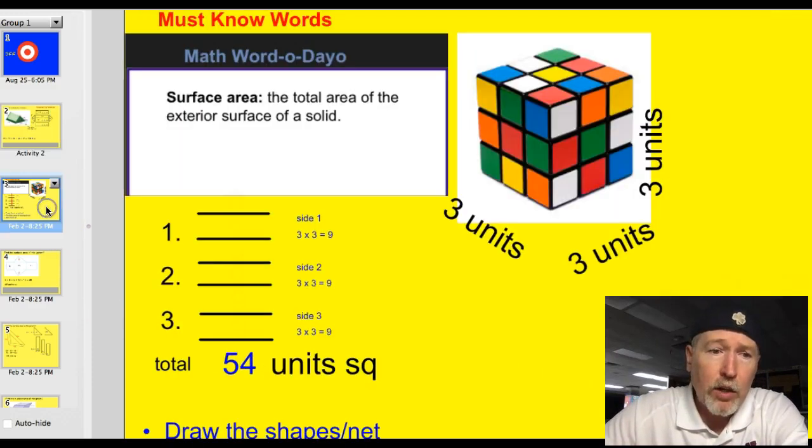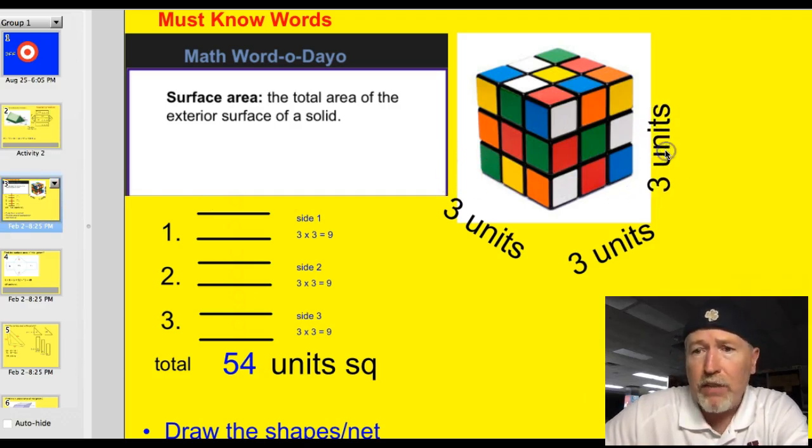All right, let's take a look at our word today. And I bet you could have guessed it. It is surface area. That's the total area of the exterior of a solid. I know we've reviewed this before, but I always like to think of surface area. I like to think of the Rubik's Cube. You think of each one of those little squares as being a square unit.